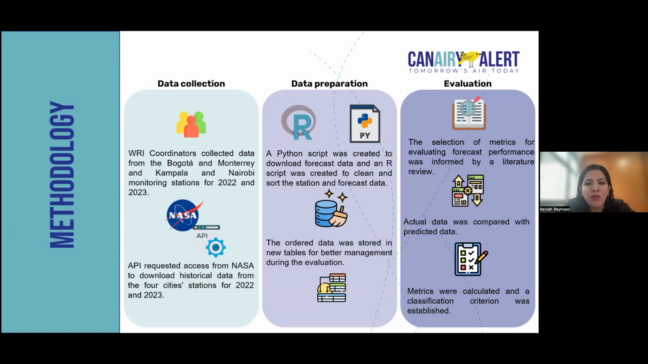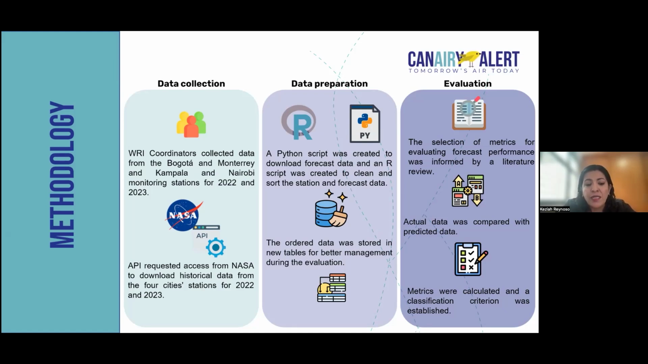Okay, so as for the methodology, what did we do? First of all, we collected the data. This was requested from WRI coordinators in Bogotá and Monterrey, and on the other hand, in Kampala and Nairobi. We requested information for 2 years. This was based on the literature, so we found that the evaluation required at least 2 years of data to be able to prevent bias from the stations.